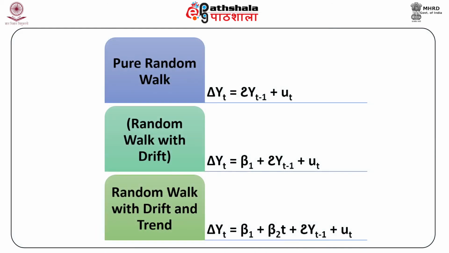The first equation is of a pure random walk, where we have delta yt equal to delta yt minus 1 plus ut. Then we have random walk with a drift, which we wrote as delta yt equal to beta 1 plus delta yt minus 1 plus ut. Then we have random walk with drift and trend, where we wrote it as delta yt is equal to beta 1 plus beta 2t plus delta yt minus 1 plus ut. The test can be applied in the form of the above three equations.